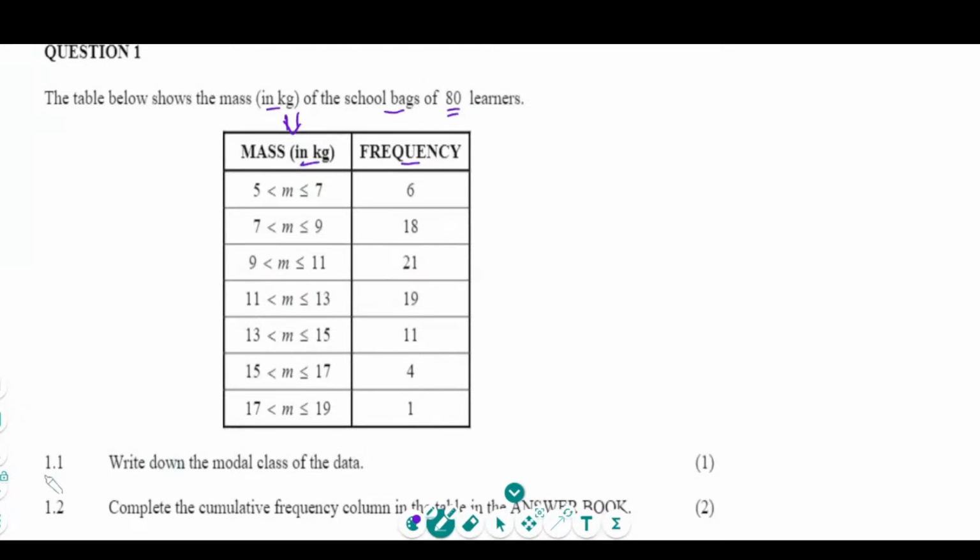Then 1.1, they want us to determine the modal class. So modal comes from the word mode, and we know that mode is the data that appears the most or very many times. And in this case of grouped data, a modal class will be a class with the highest frequency. So with all these intervals that we have, the biggest frequency is 21, which means our modal class is 9 is less than m is less than or equal to 11. So that is the class where we find most of the learners that we surveyed.